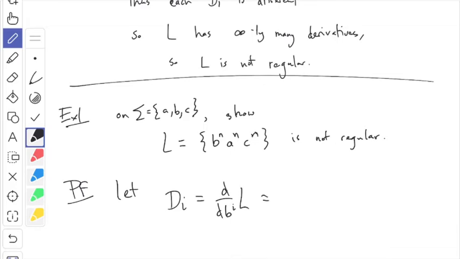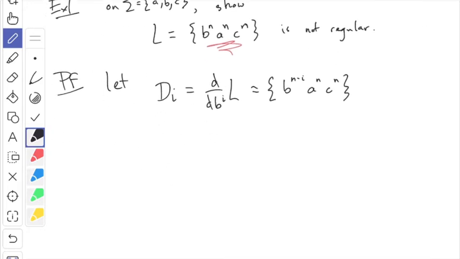And can we say what this looks like as a set? You can write this in the same sort of format here: b to the n minus i, a to the n, c to the n, right? And are these really all different from one another? They are, because, say, when i is 1, it means there's 1 less b than the others. When i is 2, there's 2 fewer b's. Those are all different from each other. So you just have to say something like that.